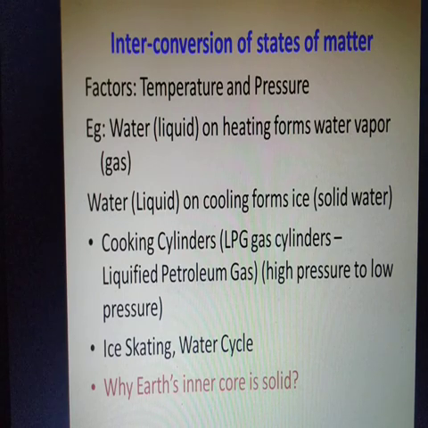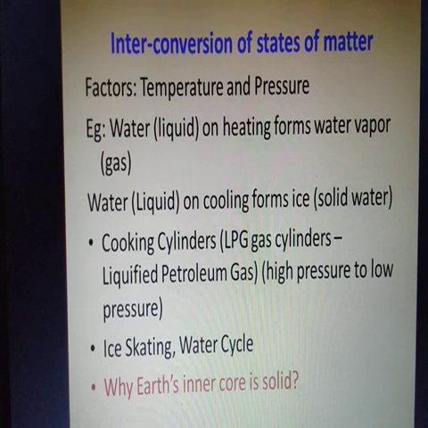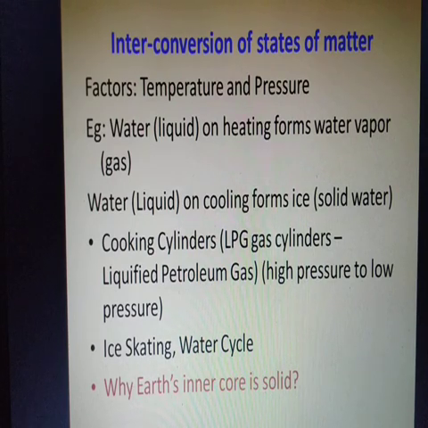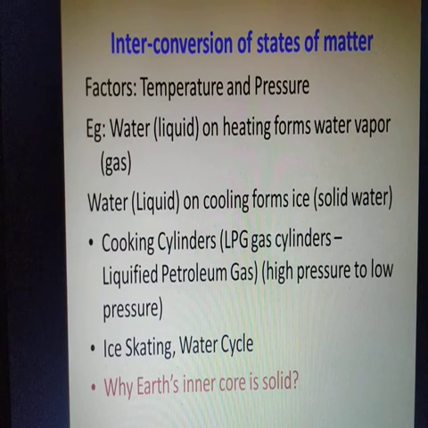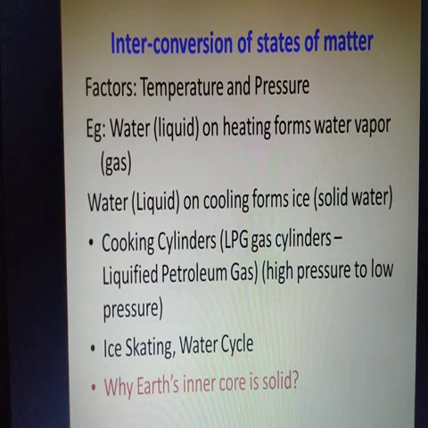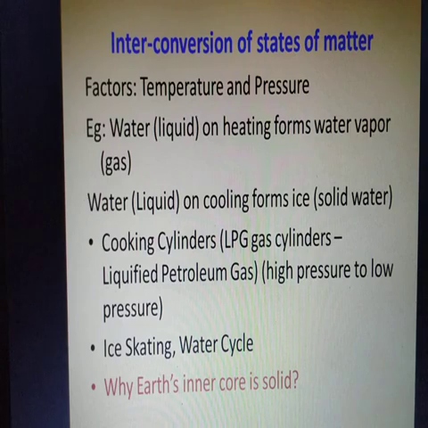So external temperature and external pressure, by these two parameters, the interconvertibility from one state to another can be changed, that means it can be controlled. If a substance does not change from one state to another on its own, I can bring it back. Suppose, for example, I have taken ice and I keep it outside, the ice will melt.